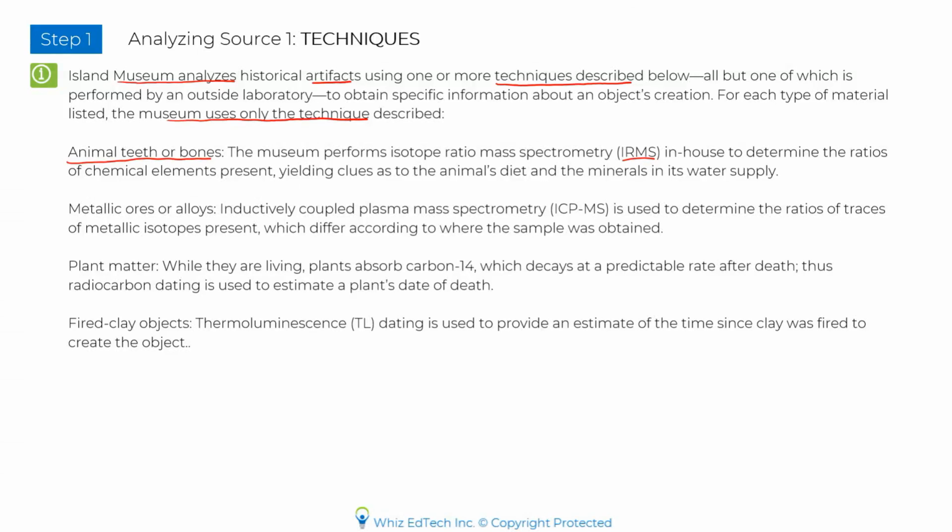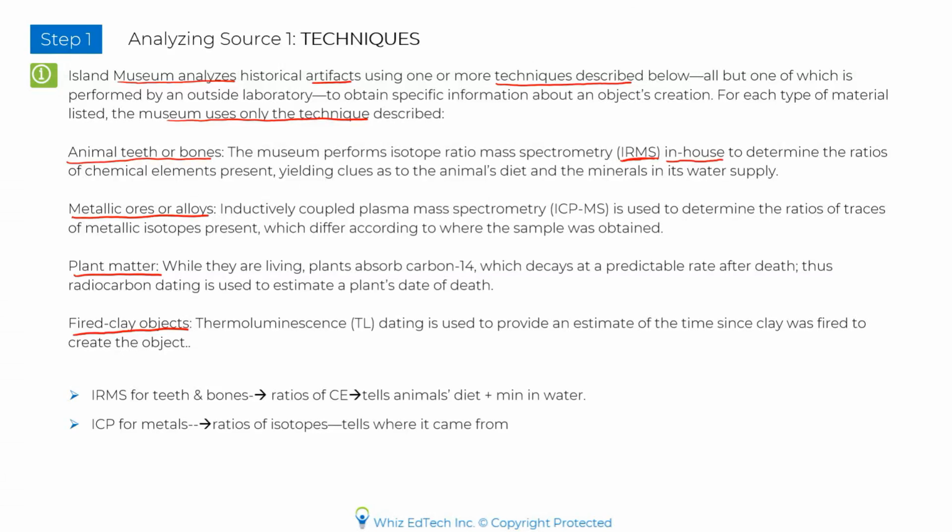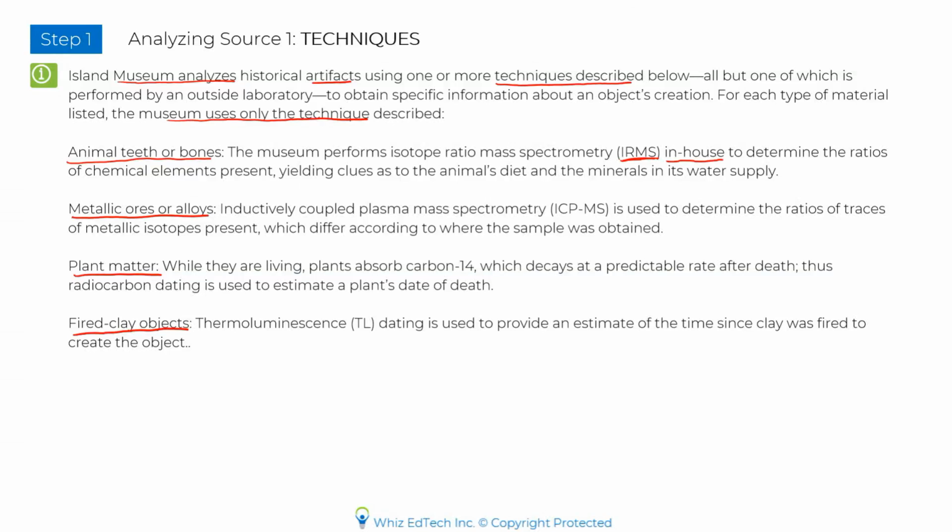Animal teeth or bones. So in one glance I can see we are talking about 4 different materials. All right, one is animal teeth or bone. The museum performs isotope ratio mass spectrometry, but I'm not going to remember any of these words. For me, it's IRMS, and it is in-house. That means this is the one technique that the museum performs. All the other techniques are performed by others. And what does this technique tell us? It determines the ratio of chemical elements present, yielding clues as to the animal's diet and the minerals in its water supply.